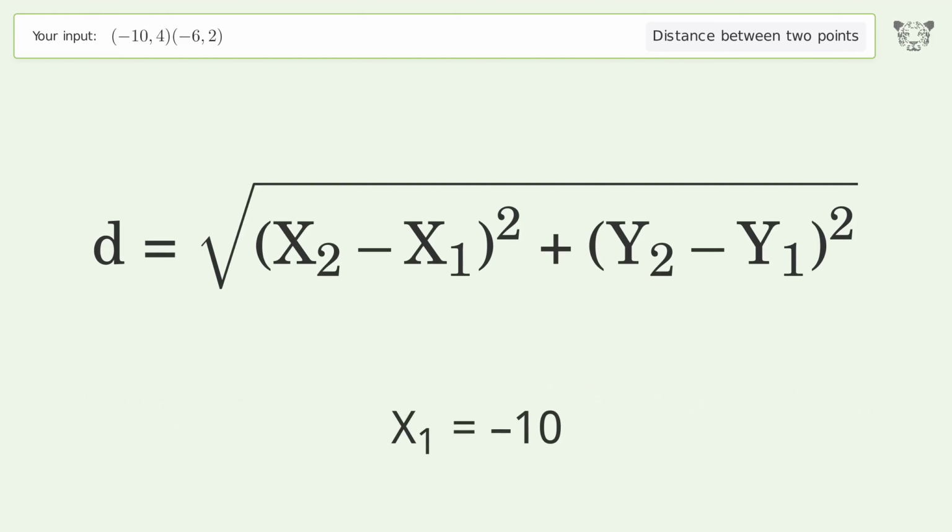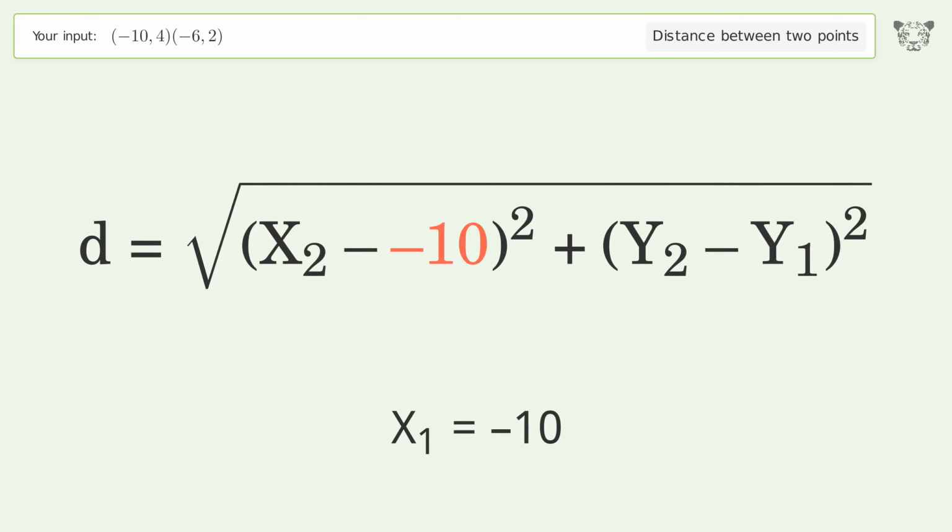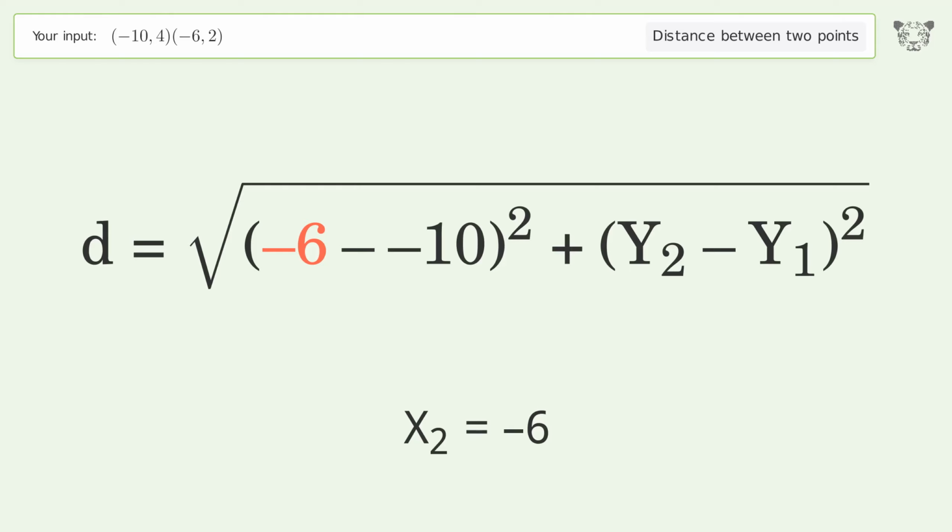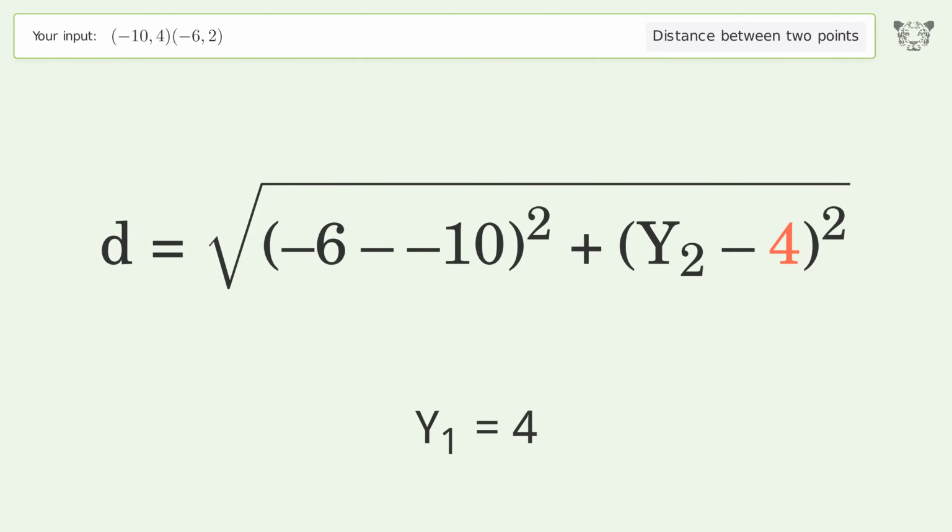x1 equals -10. x2 equals -6. y1 equals 4. y2 equals 2.